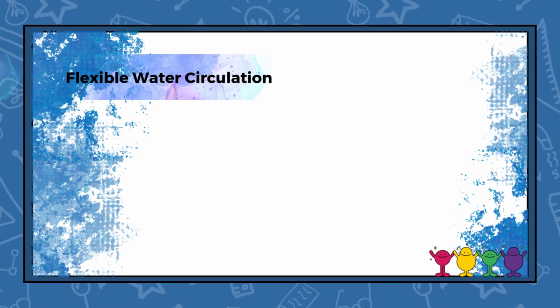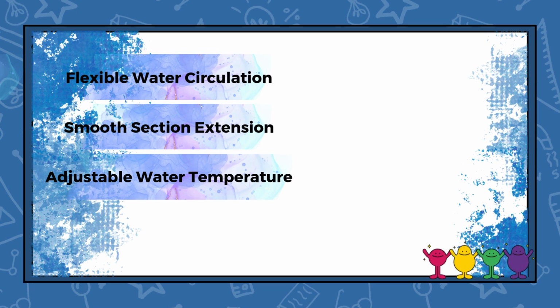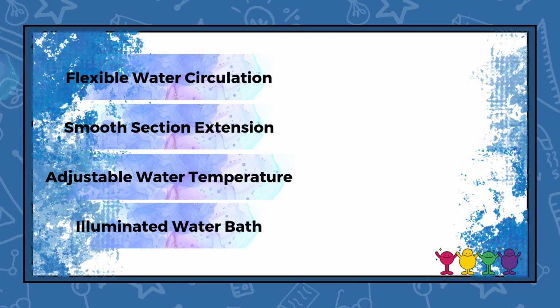Firstly, flexible water circulation. It minimizes tissue section degradation, resulting in more usable sections per block. Second, smooth section extension. Sections extend as a result of the smooth flow of water. This leads to excellent sectioning outcomes. Third, adjustable water temperature. The temperature of the water is user selectable from ambient to plus 50 degrees Celsius. Fourth, illuminated water bath. The illuminated aluminum water bath provides exceptional section visibility.